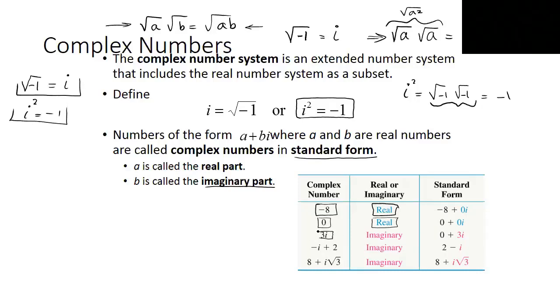However, 3i is a purely imaginary number. So if I want to write it in standard form, I don't have any real part, so it would be 0 plus 3i. The next example, -i plus 2. If I want to write this in standard form, I'm going to write the real part first, which is 2. 2 would be the real part, and -i, or -1i, would be my imaginary part. And finally, if I have 8 plus i radical 3, 8 would be my real part, and the rest would be the imaginary part.